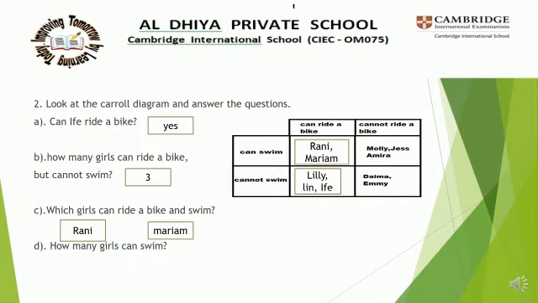And how many girls can swim? Completely they are asking how many girls can swim. They can ride bike, cannot ride bike, that does not matter. They want only how many girls can swim. Here Rani and Mariam and Molly, Jess, Amira. All 5 can swim. So the answer is 5.